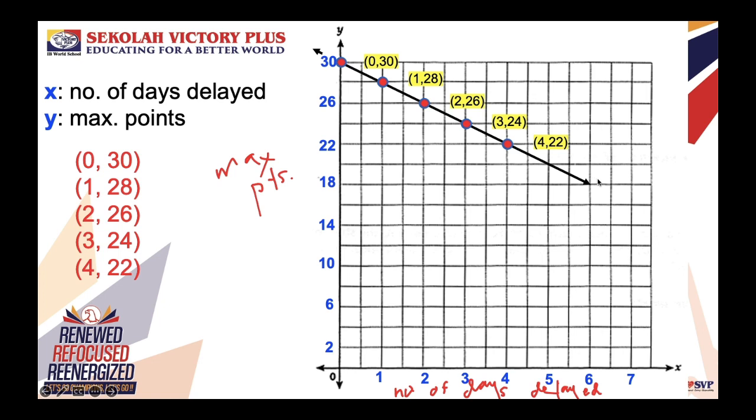And then you can also interpret that after 6 days, the total number of points would be 18. See, that's how beautiful the graph is, because you could already tell the other data even if it's not found here. Now, the reason why I wanted you to plot many points is because the more points you plot, the more accurate your graph is.